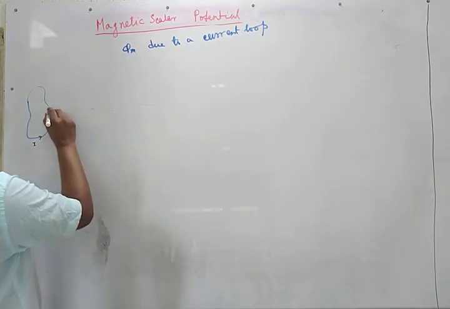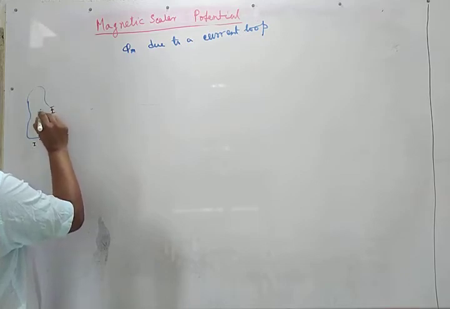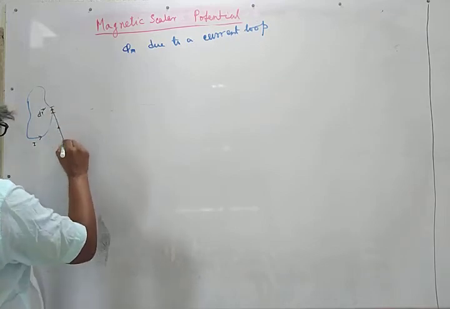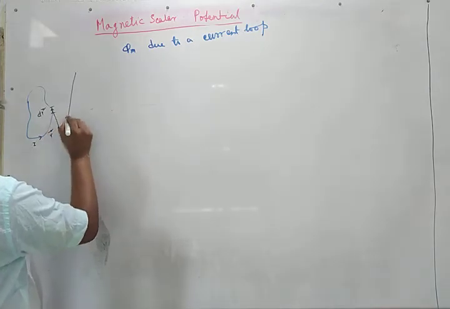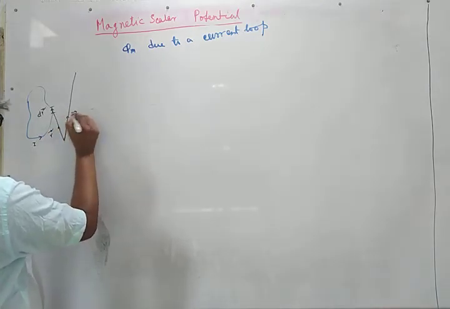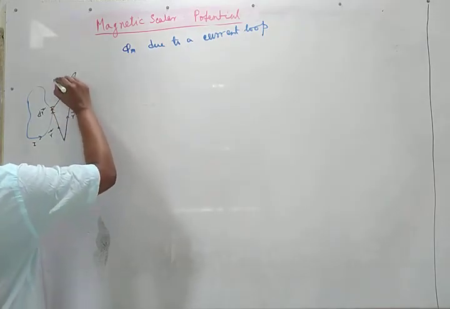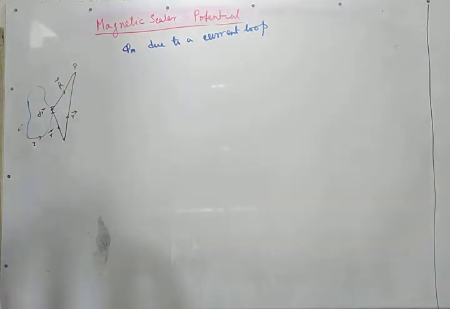We consider a length current element I dr prime around r prime, and we are interested in finding out the scalar potential at P, which is at R, and this contour is C prime. So this is our aim. We want to find out the scalar potential at P due to this current loop.